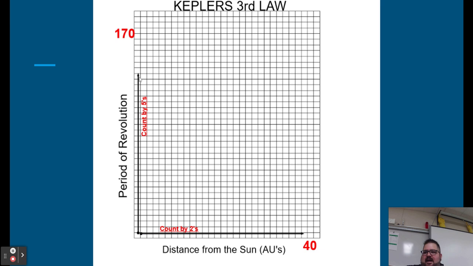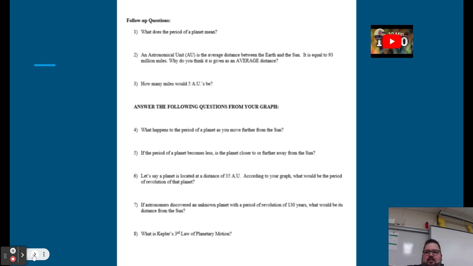So count by fives up to 170, count by twos all the way to 40. You can pause the video here and make your graph look like this. Even if you don't have a printer, you could set this up on a sheet of notebook paper. And then you'll plot the points.